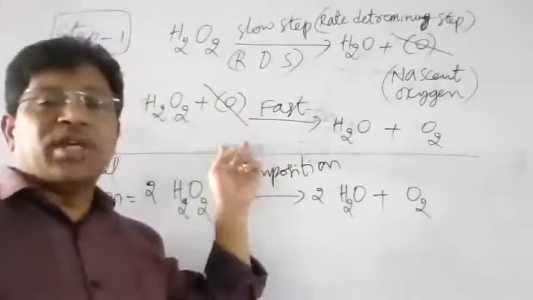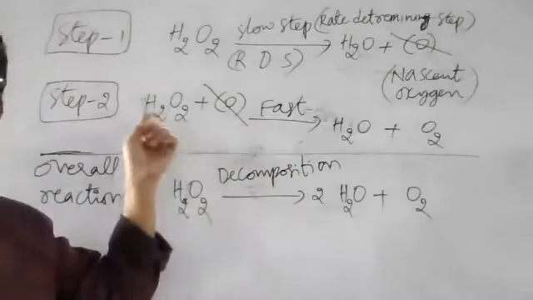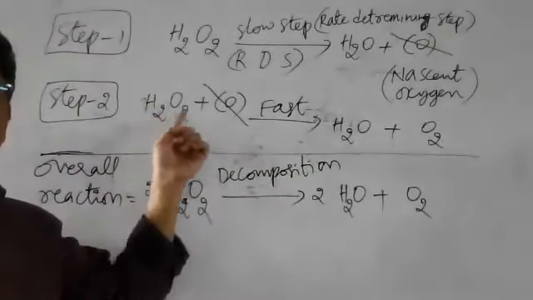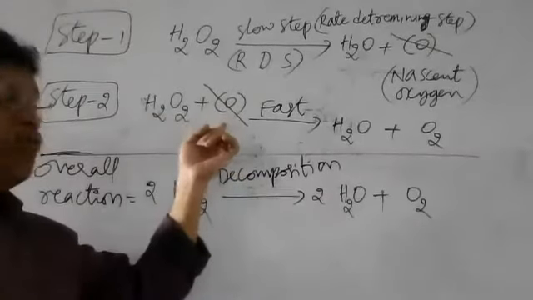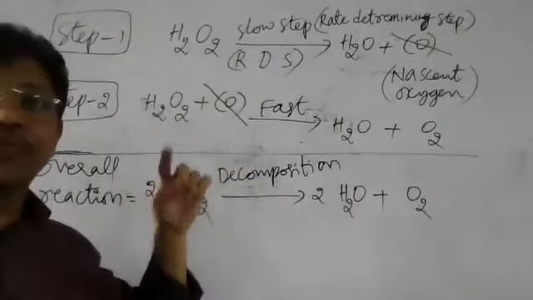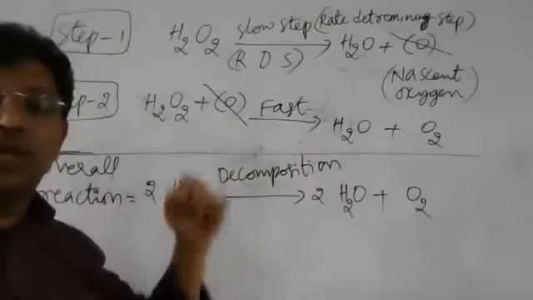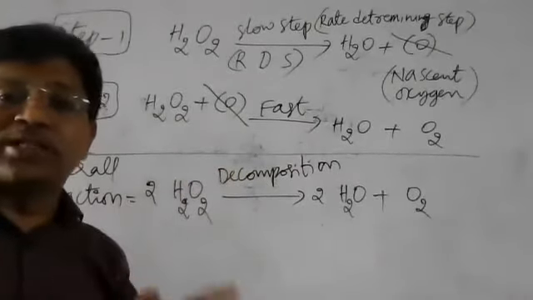In the second step, we check it. Second step: H2O2, one molecule, one particle, and nascent oxygen, one particle. Before cancellation, one O was there, one H2O2. So H2O2 one particle, O one particle. Totally how many particles? Two particles colliding.